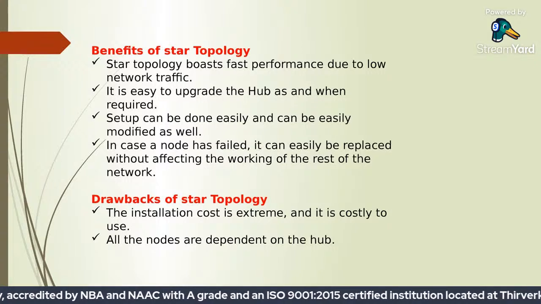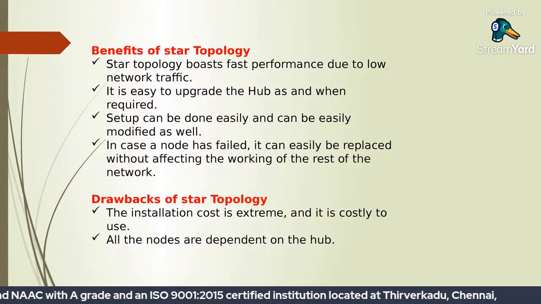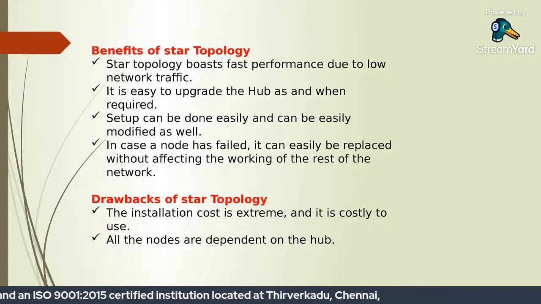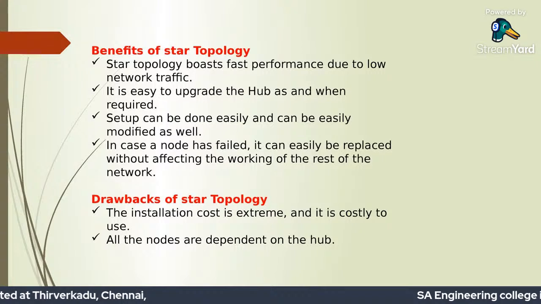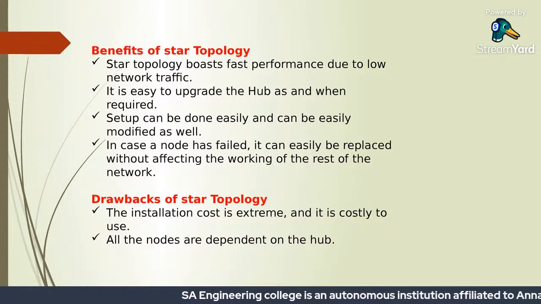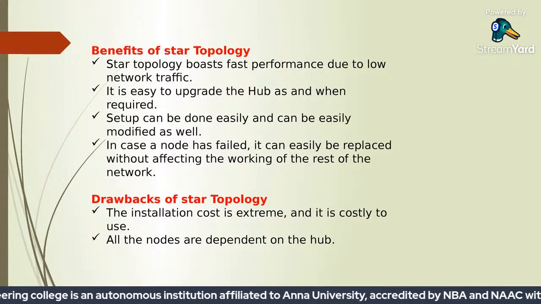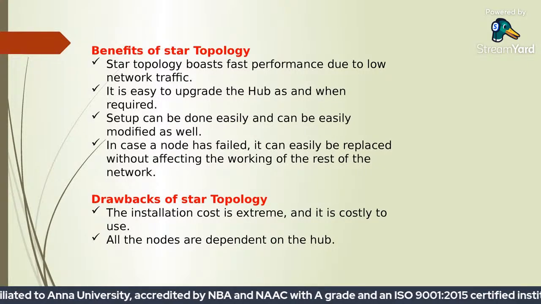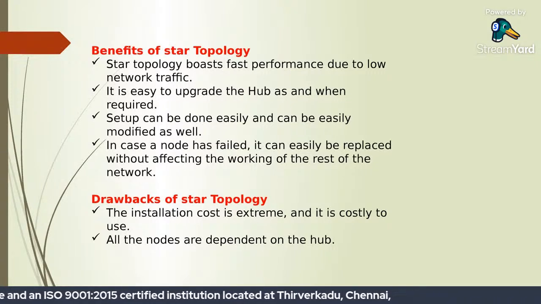In star topology, if a device fails, it won't affect the rest of the network, because the hub receives the data from the source and correctly sends it to the destination, and there are no intermediate devices which get the data. So if a device crashes or is affected, it won't affect the network.